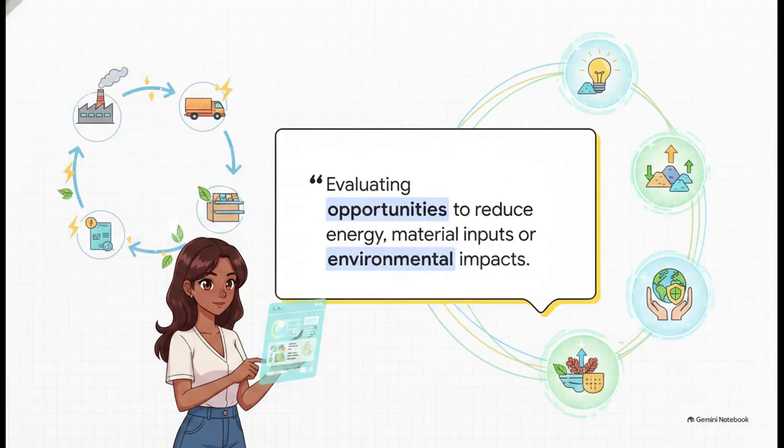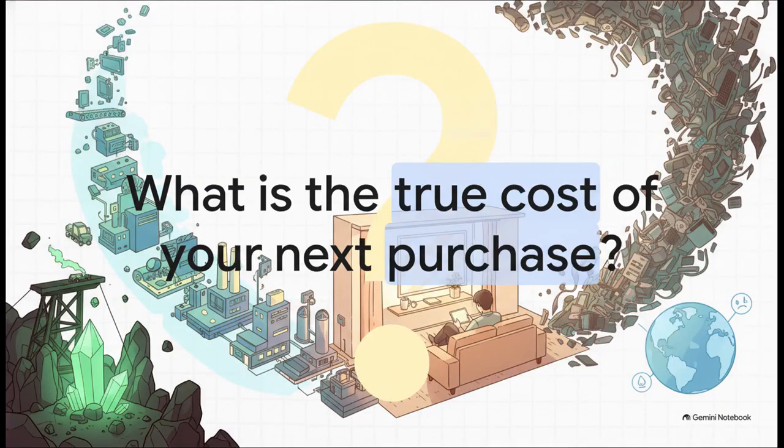Because ultimately, why are we doing all this rigorous academic work? The whole practical purpose is evaluating clear, proven opportunities to reduce energy, minimize material inputs, or mitigate environmental impacts at each specific stage of the product's life cycle. This entire methodology takes environmentalism from a broad, abstract philosophy and turns it into an exact, actionable science. And that brings us to the end of our explainer today.